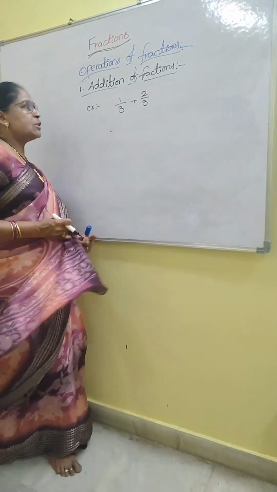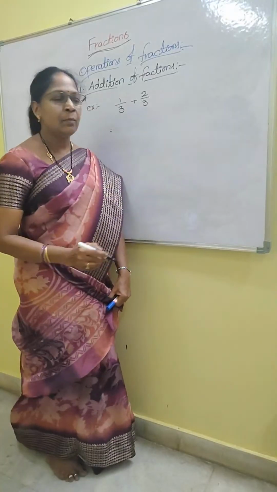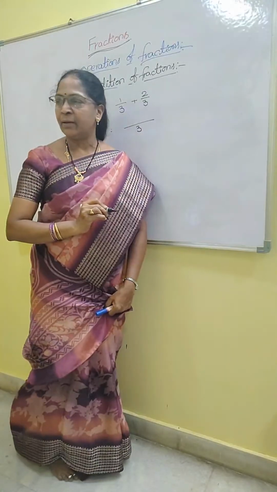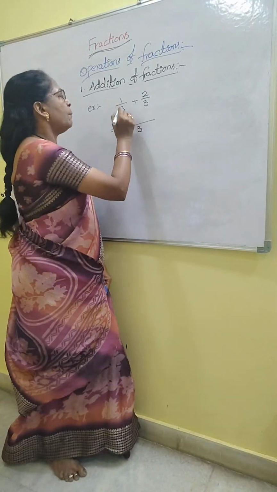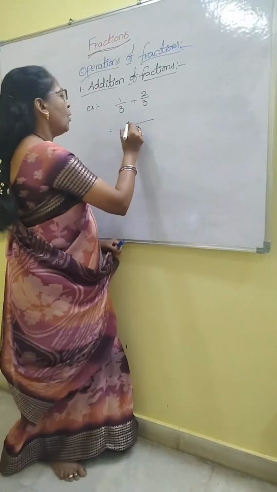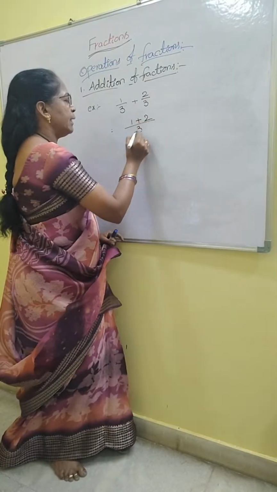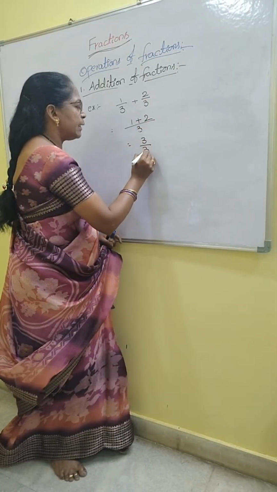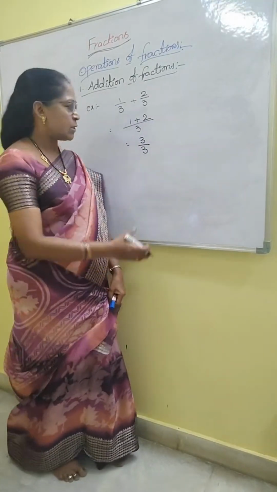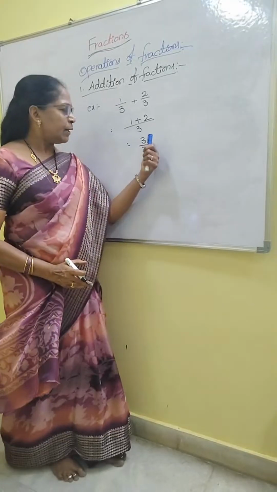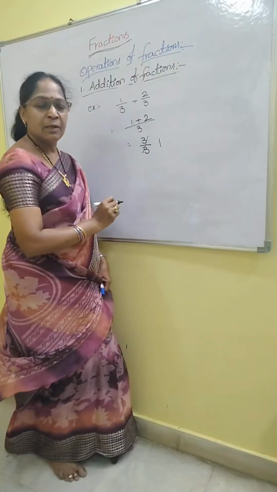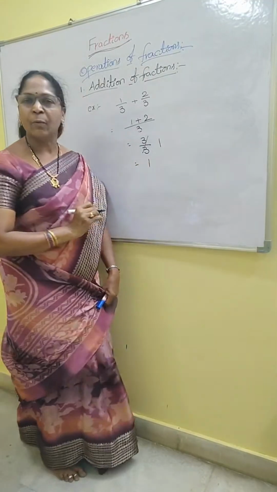So in this first example, the denominator is the same, so directly you can write 3 as the denominator. Now here, the numerator is 1, and next the numerator is 2. 1 plus 2 you can add directly, that equals 3/3. Written as a fraction, that is 3/3, where 3/3 is nothing but 1. So the answer is 1.